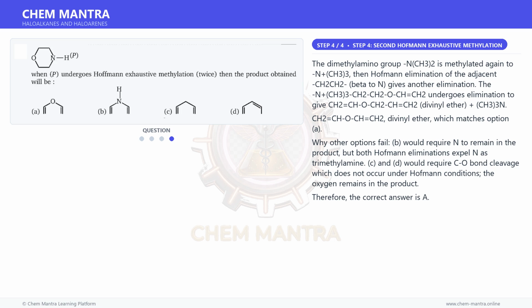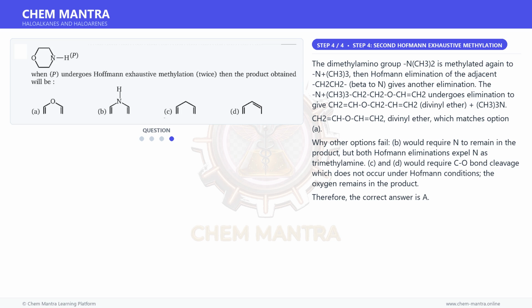The N+(CH3)3CH2CH2OCH=CH2 undergoes elimination to give CH2=CHOCH=CH2, divinyl ether, plus (CH3)3N. CH2=CHOCH=CH2, divinyl ether, which matches option A.